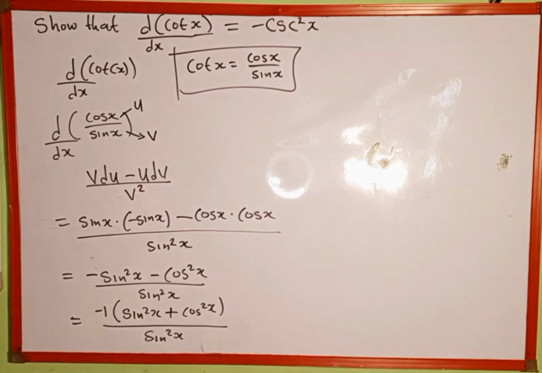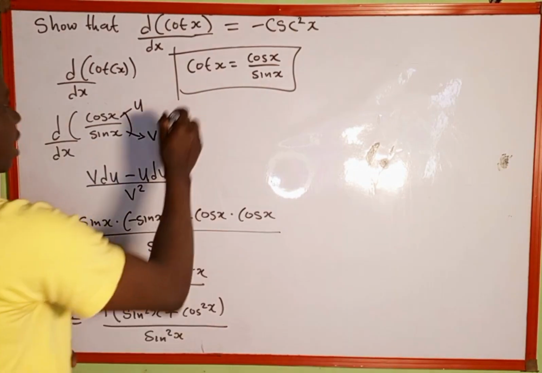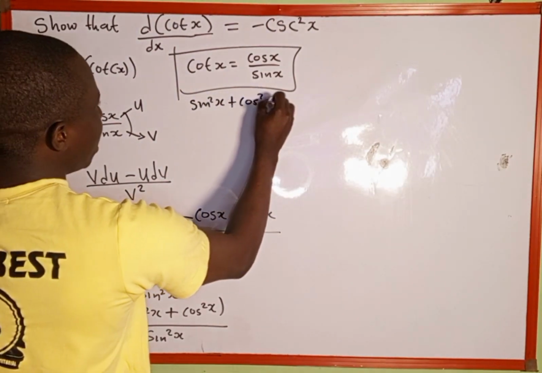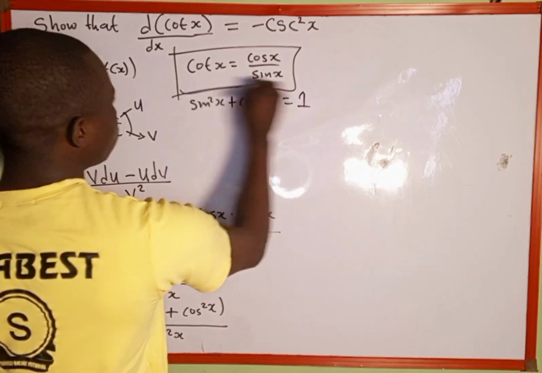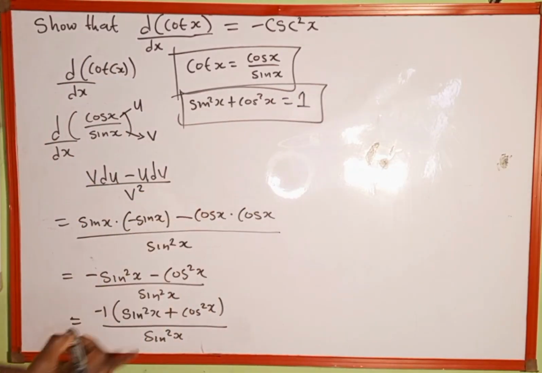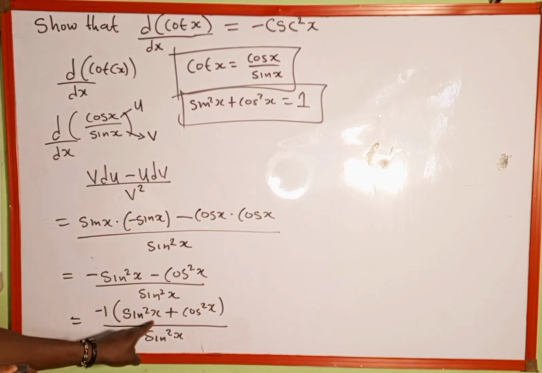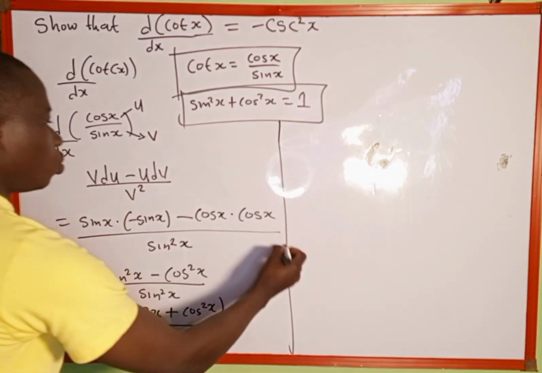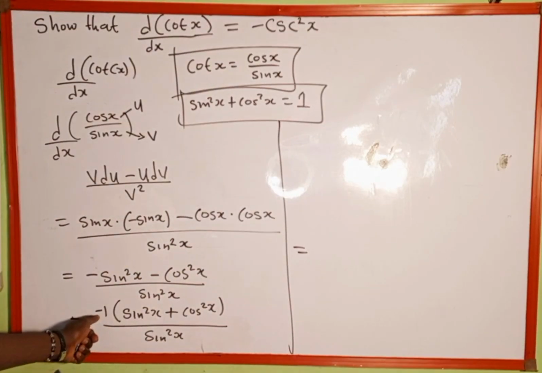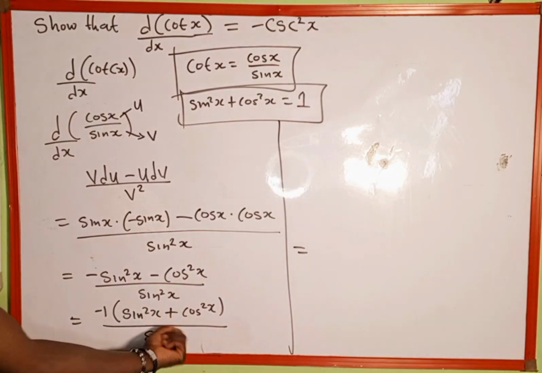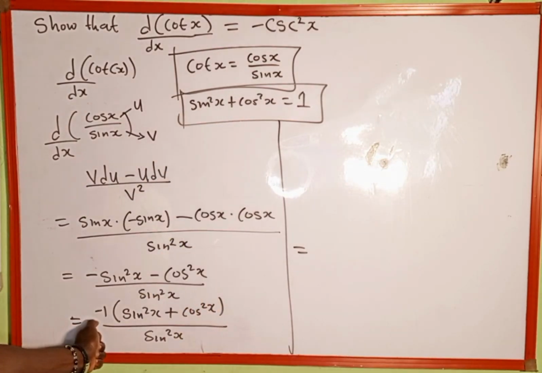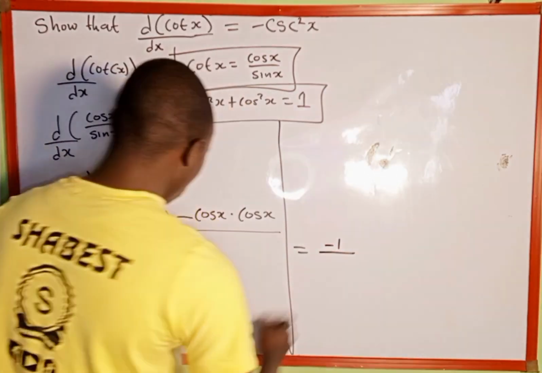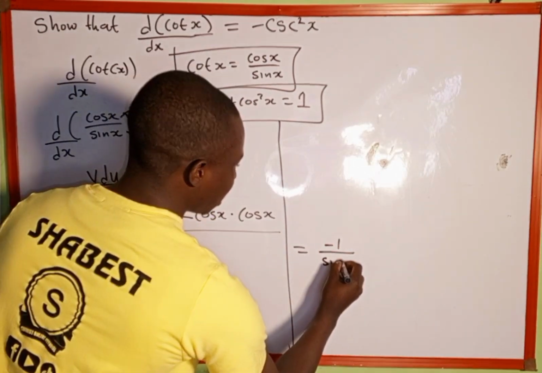The next thing we are going to recall is from trig identity: sine square x plus cosine square x is the same as 1. So here in the bracket we have sine square x plus cosine square x, so we're going to replace it with 1. So this is going to be equal to -1, and everything in the bracket is going to be 1 from this identity. -1 multiplied by 1 is going to give us -1, all over sine square x.